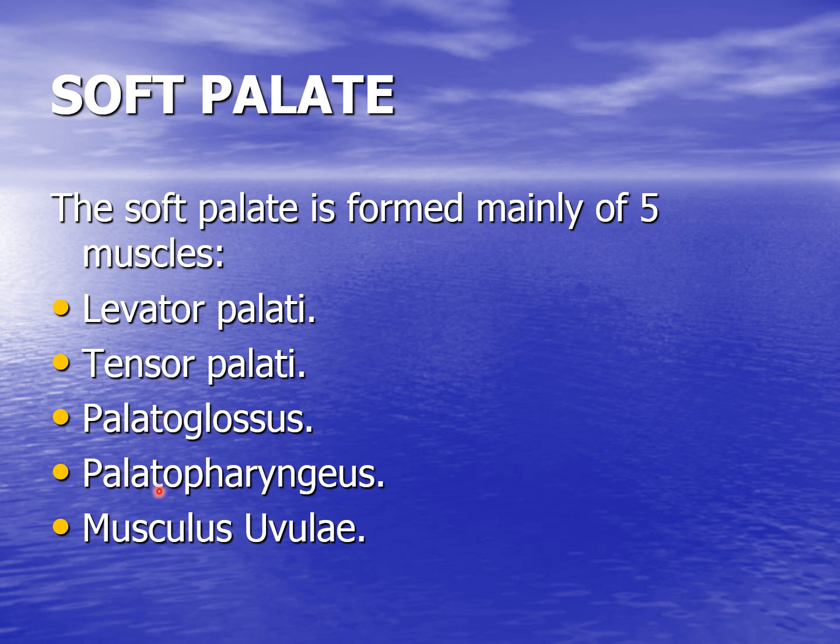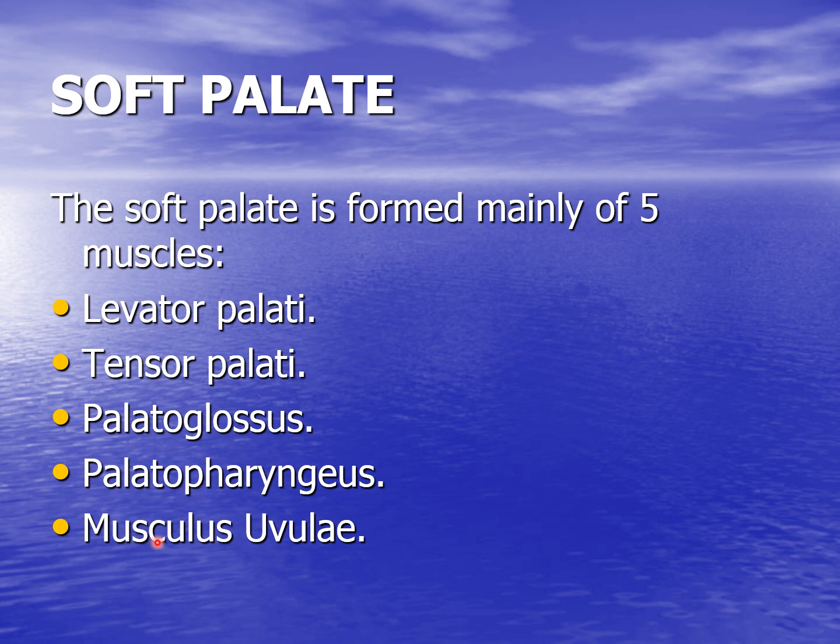The 2 other muscles, palatoglossus and palatopharyngeus, they come from the palate downwards. So the first two come from the base of the skull to the palate, which is why their insertion is in the palate. The other two originate from the palate and insert into other places below the palate. So the palatoglossus goes from the palate to the tongue, and the palatopharyngeus from the palate to the pharynx.